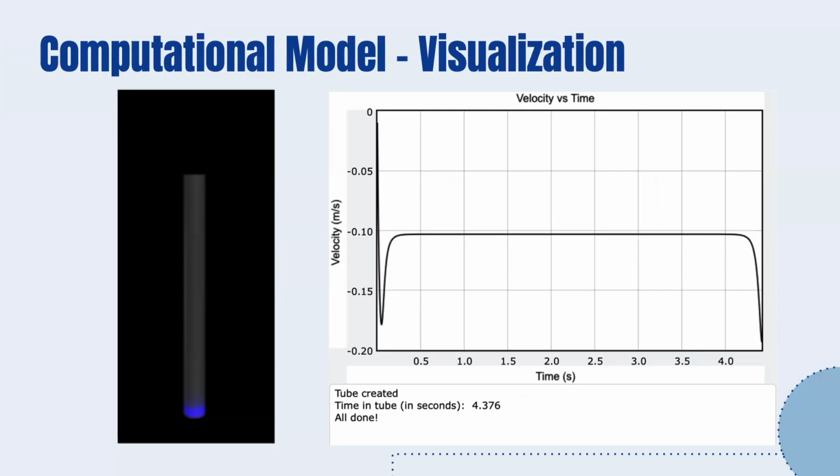In the graph, we see that the magnet enters and exits the tube, and that the gravitational force is greater than the opposing magnetic force, and this causes the magnet to accelerate. However, in the middle of the tube, the two forces seem to balance each other out, and this causes the magnet to travel at a constant velocity. We also see that the time in tube is 4.376 seconds, which is larger than our observed time.